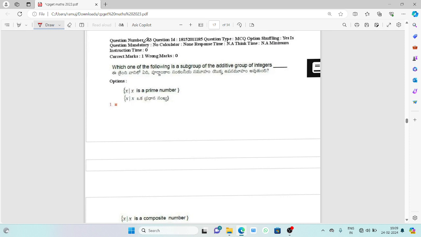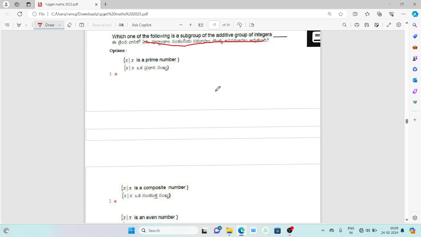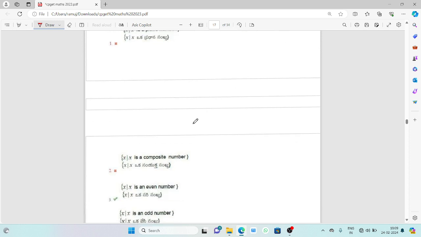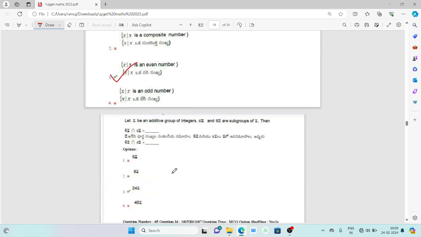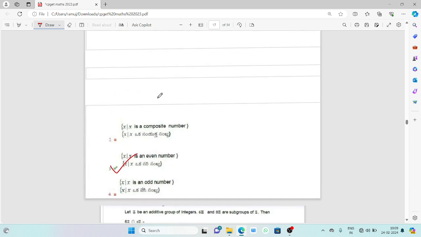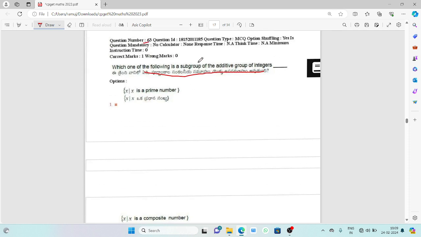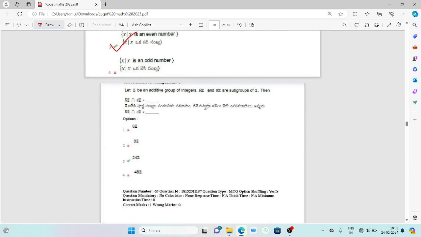So the 63rd question is, which one of the following is a subgroup of the additive group of integers? This is a direct one. We can clearly say by using the symmetry group also, the set of even permutations is the alternating group. So we can say that option 3 is correct. Even if you want, you can check that it satisfies the two conditions of a subgroup.